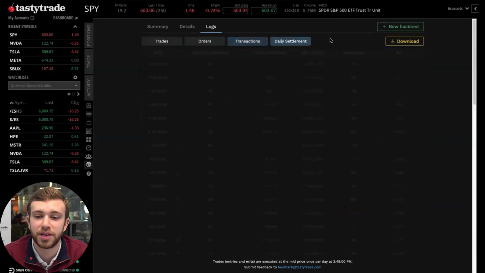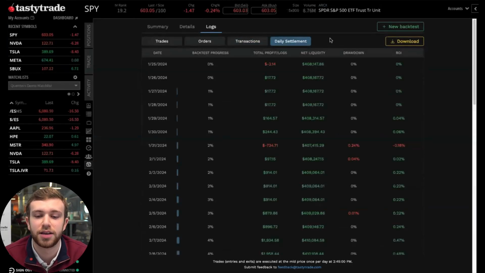And then daily settlement, this tab is to track the net liquidity of the overall portfolio from when you opened it and then throughout the entire time of that interval that you selected for the trade. And all of this information on the logs is downloadable here. You can download that into a CSV file if you wanted to look at it on a graph, manipulate some numbers, look at moving averages and stuff like that. And so let's click on this button here for a new backtest so we can test out some other strategies.